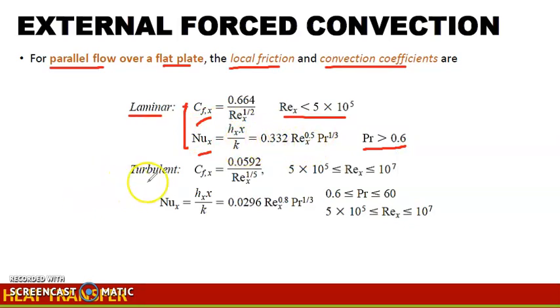If it is turbulent flow, meaning the Reynolds number is greater than 5 times 10 to the power of 5 but less than 10 to the power of 7, the equations that we will use are this one and this one. So it depends on what type of flow, whether laminar or turbulent, which equation to use. First, we need to compute the value of the Reynolds number and also identify the value of the Prandtl number from the table.